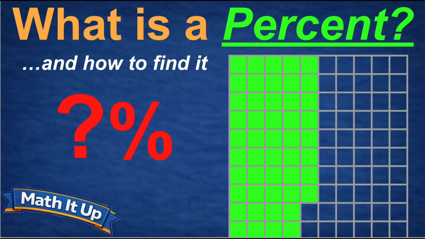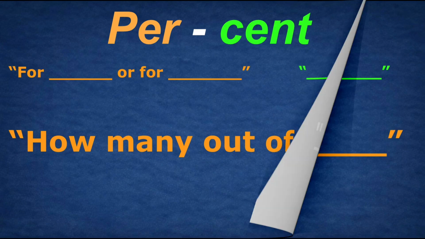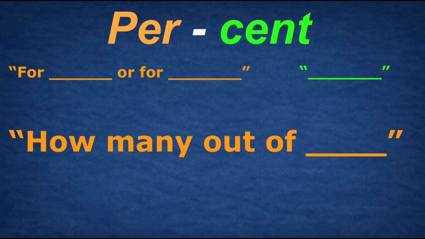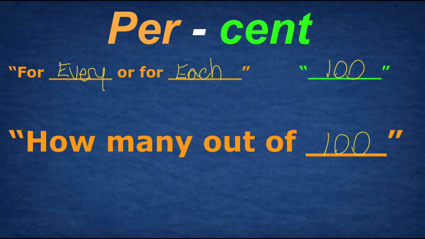In this video we're going to talk about what a percent is and how to find it. The prefix per literally means for every or for each. And the word cent simply means 100. So if we put that together, the word percent means how many out of 100.